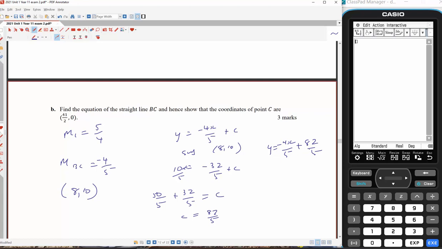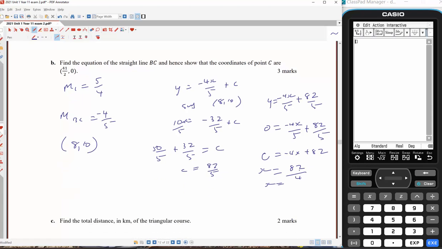Now let's get the x-intercept when y equals 0. Times by 5. Yeah, this is looking good. That is going to be divide by 2, 41 on 2. Therefore, point C is 41 on 2, 0 as required.